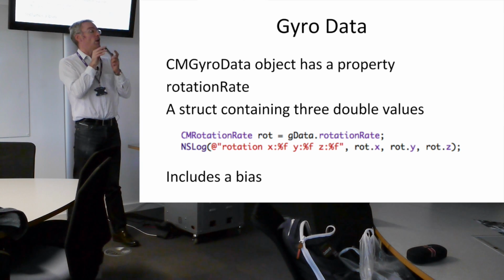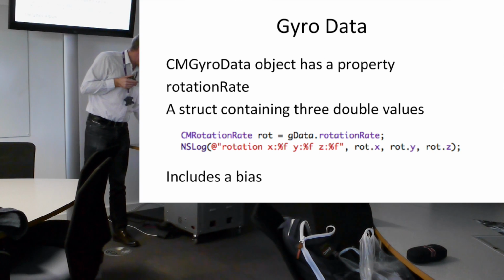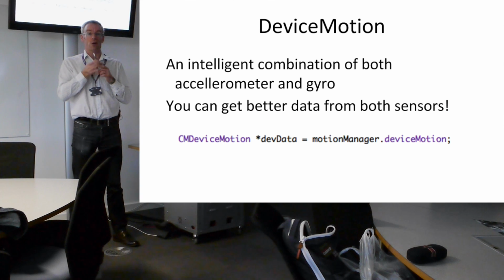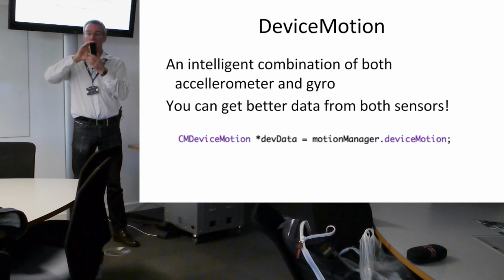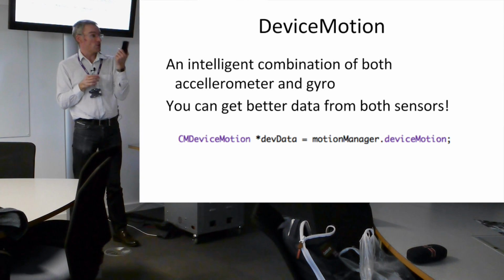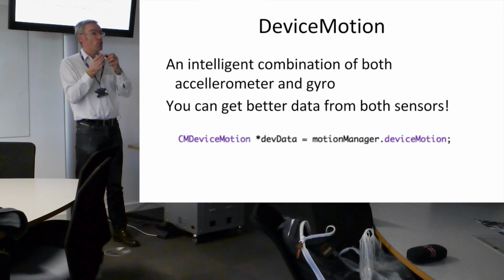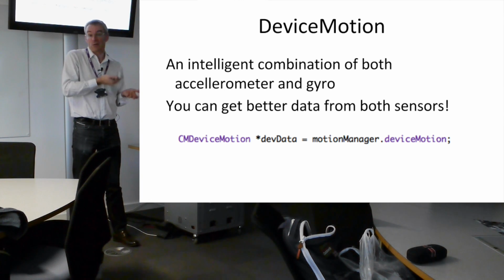So what I've shown you so far is fine, but it's very difficult to work with. So what I'm going to do now is show you something called device motion. Now device motion is a smart combination of the accelerometer and the gyro. The idea is by combining data from both internally and applying internal algorithms to the data, you can generate more useful information for you to use in your applications. So what we do is use a CM device motion object, rather than a gyro object or an accelerometer object.